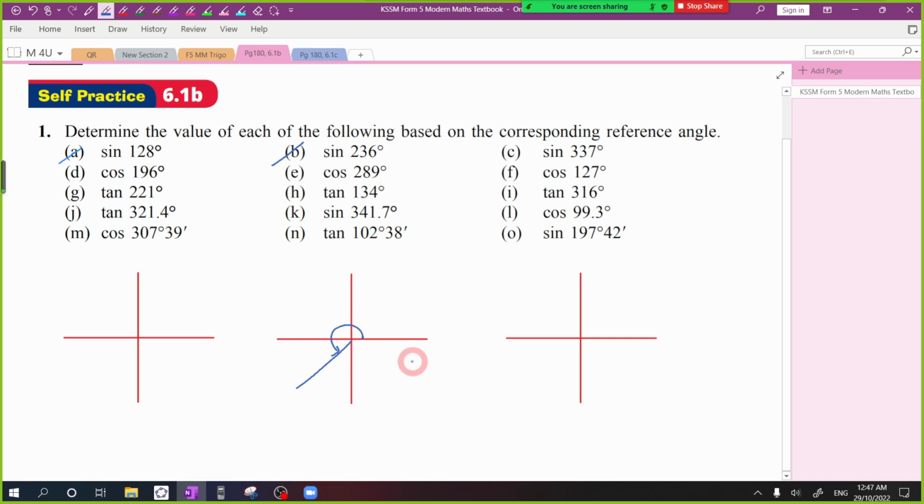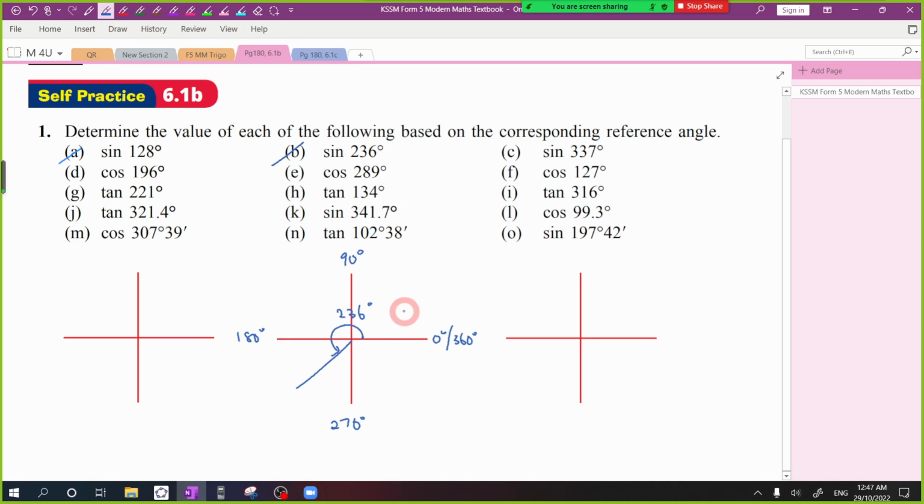Okay, why is here not the fourth quadrant? Because this is 90 degree, right? 0 degree or 360 degree. And this is 180 degree, and here is 270 degree, right? So 236 degree is between 180 degree and 270 degree. So we know that the angle stops here. Okay, so this is 236 degree.